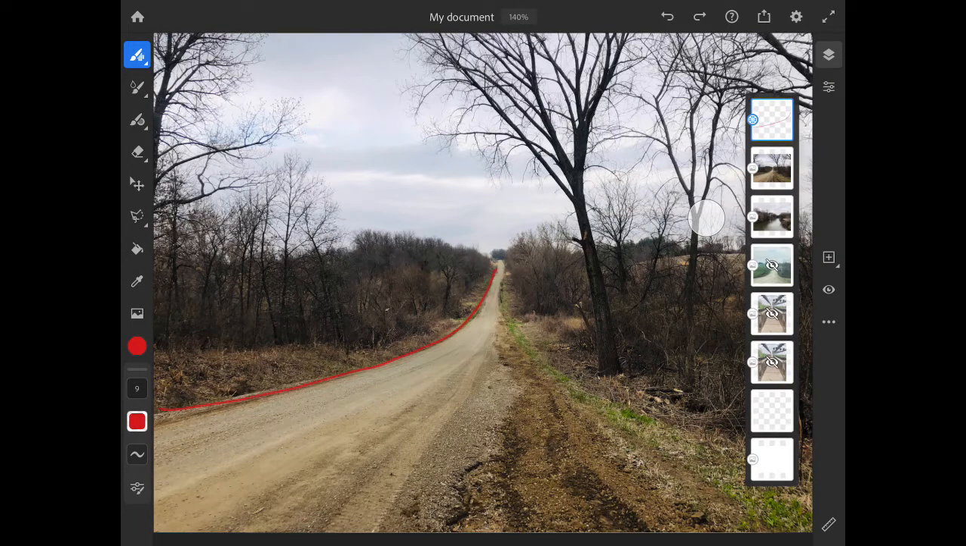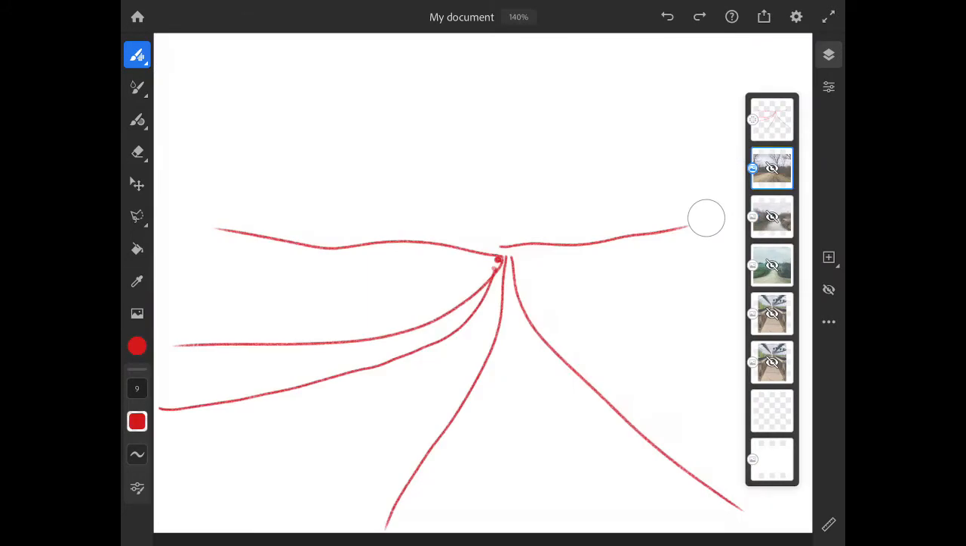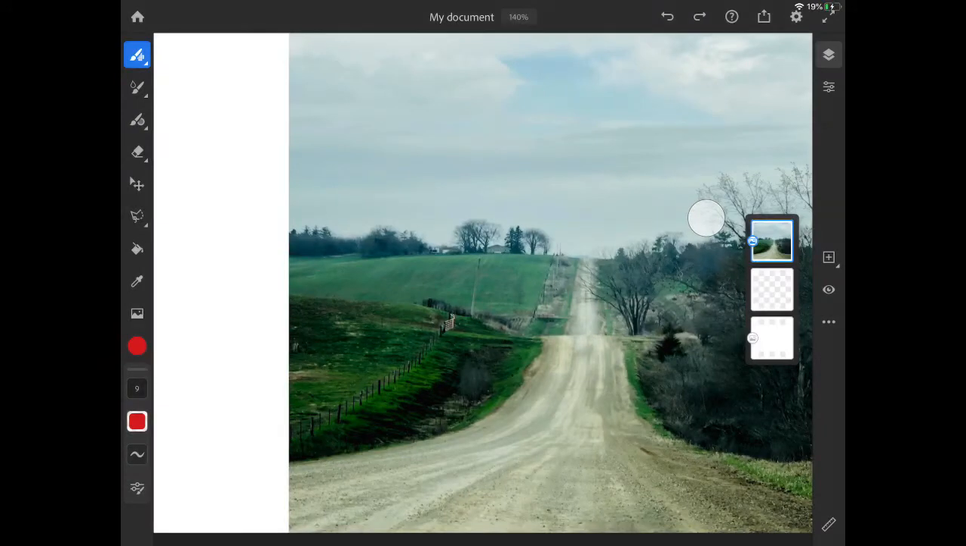So you can see here I'm drawing on the road, and you can see where my vanishing point is. Everything from that point kind of branches out, comes away from that point. Okay, so I'm going to hide that, and you can kind of see where it would be.